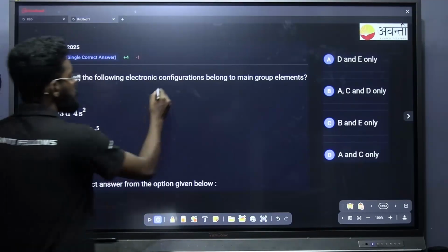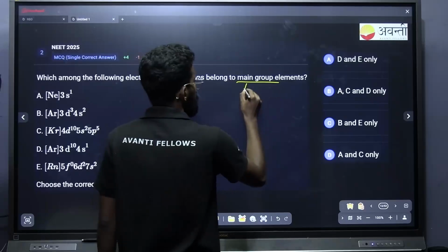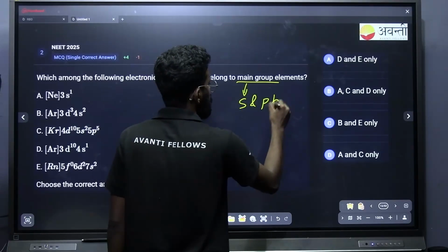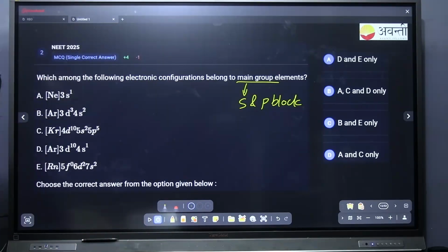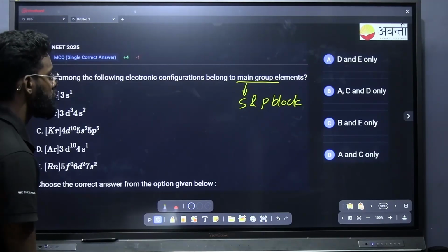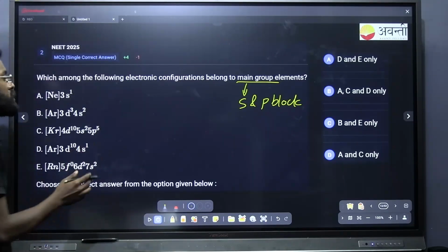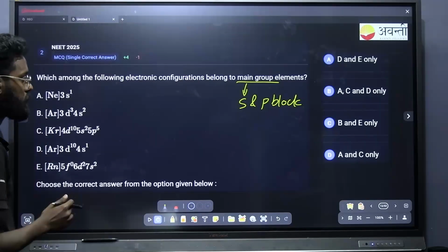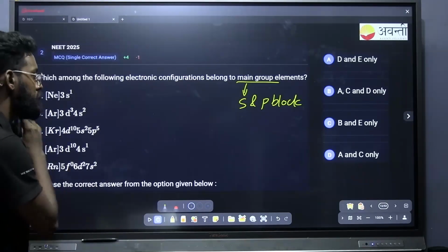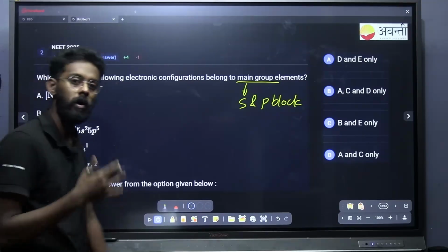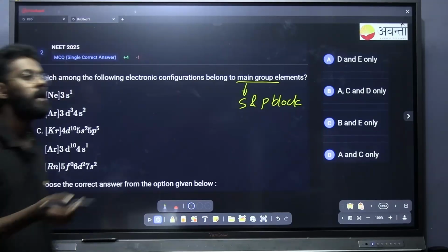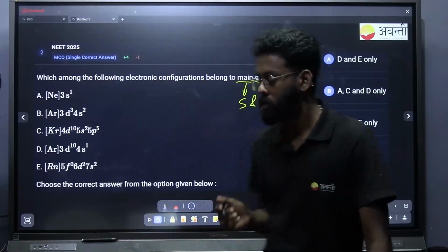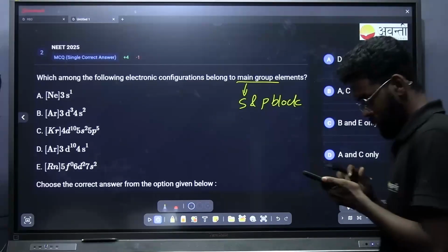Which are the main group elements? Main group elements are S and P block elements. How can we identify that it is an S or P block element? If the last electron enters into the S orbital or P orbital, then we can say that it belongs to either the S block or P block elements. Option A and C.